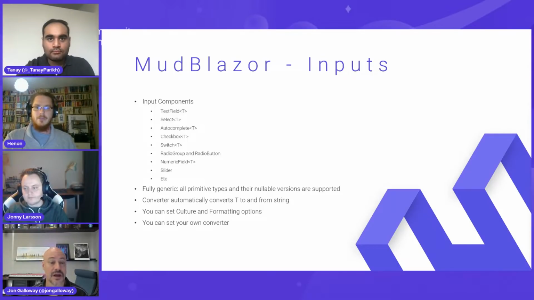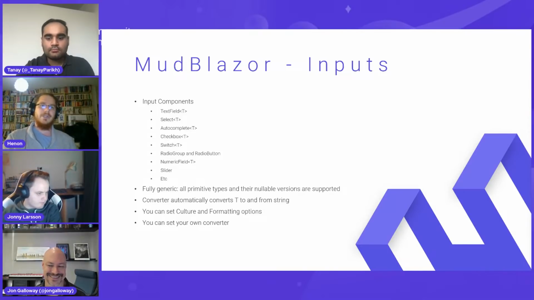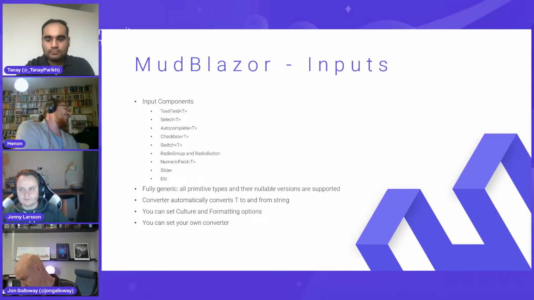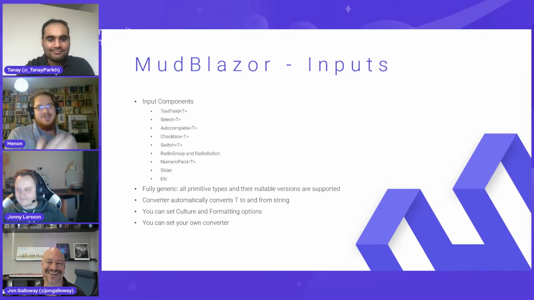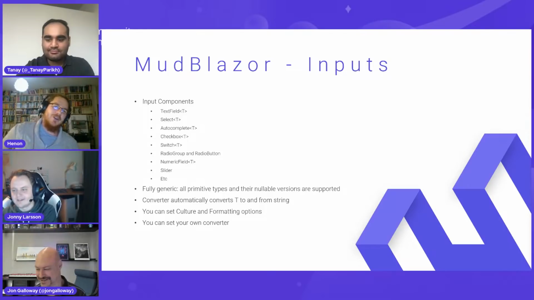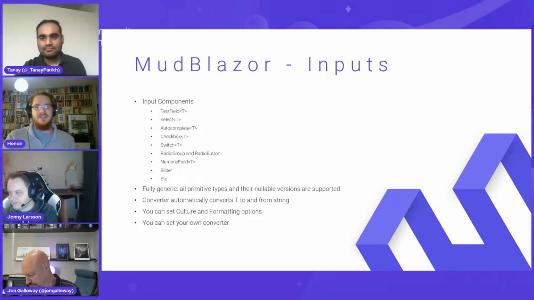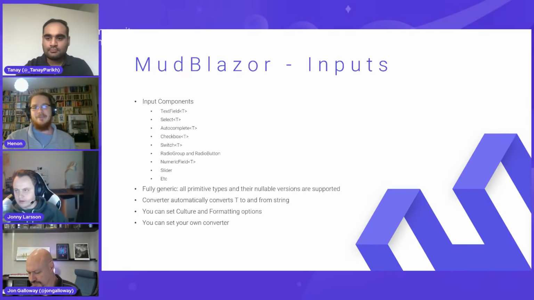This is also customizable. You can set your culture, you can set formatting options. For instance, let's say a double with two digits, then you set that formatting like you know it from C# with a C# formatting string, and it automatically does that. And also, of course, you can supply your own converter, your own conversion functions if that is not enough.